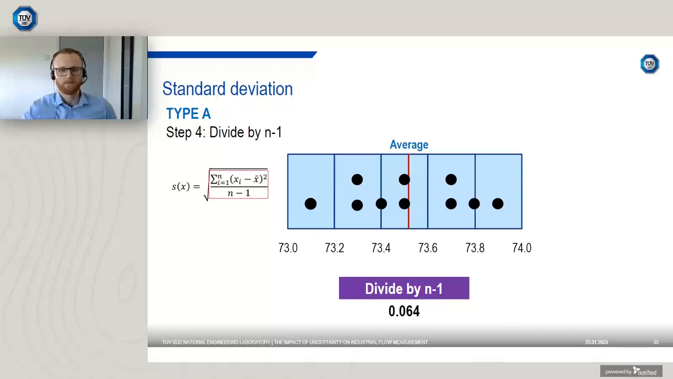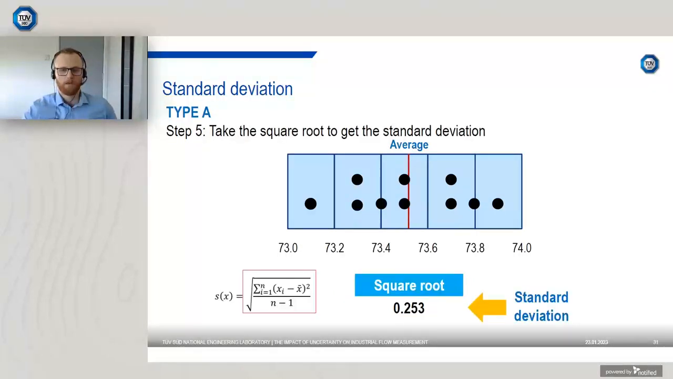So as we divide by n minus 1, we've got 0.064. And then the final stage is to take the square root of that value, which is 0.253. And that is the standard deviation of those values for the whole population.